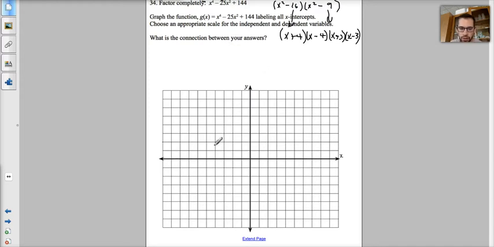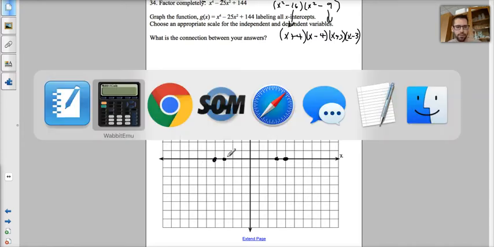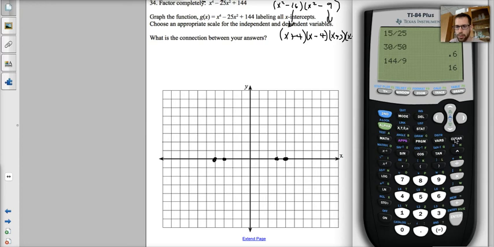So I know one x-intercept is going to be at negative 4. Negative 1, negative 2, negative 3, negative 4. One's going to be at negative 3. One is going to be at positive 3. 1, 2, 3. And one's going to be at positive 4. So I'm labeling these. Well, let me graph it first. I guess I should probably plug it in.